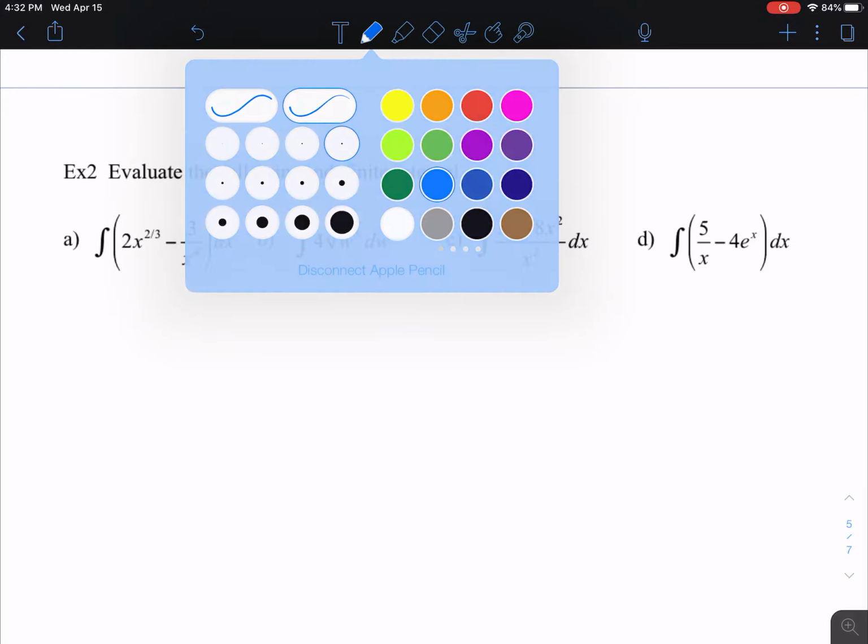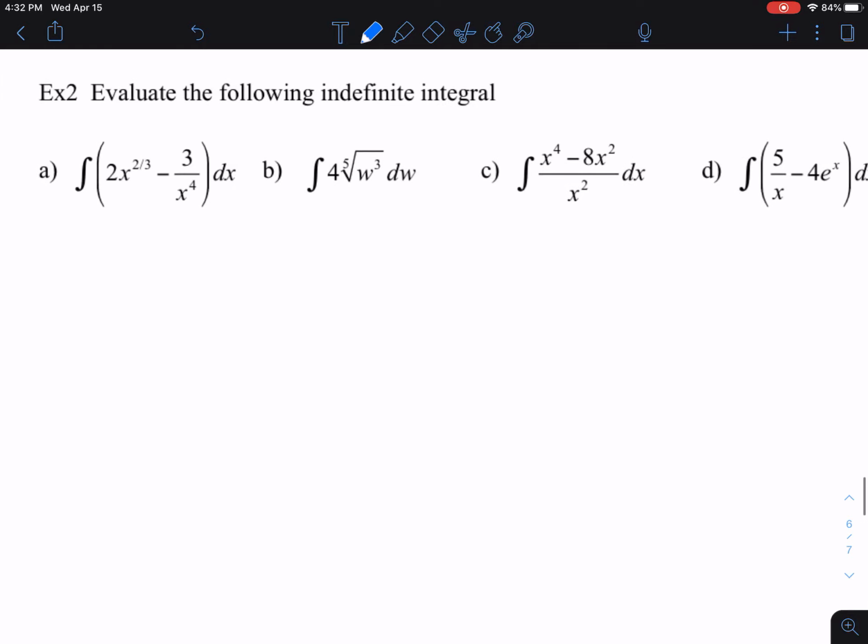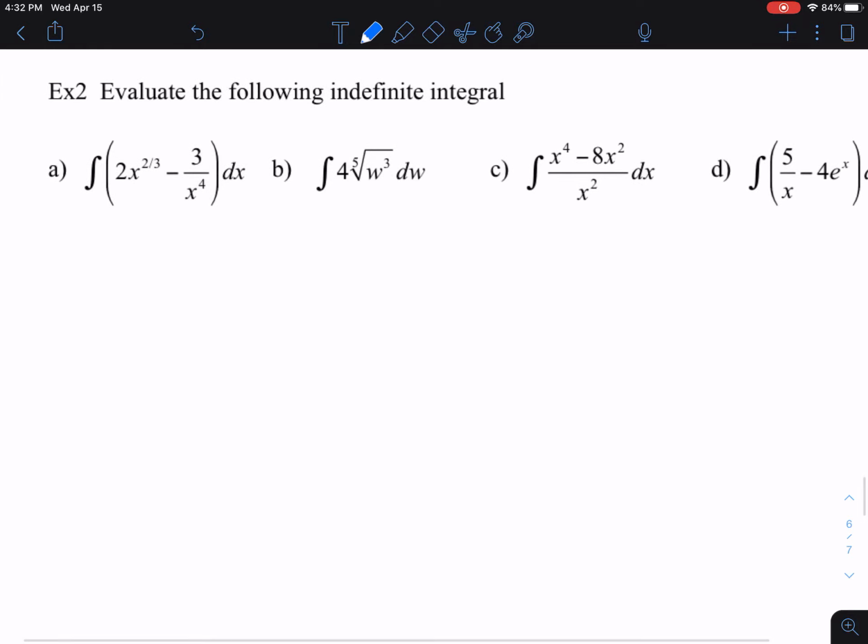There are a lot more rules that we haven't quite discussed yet, but we're just going to go with it. I'm just going to wing it and tell you guys as we go. So let's look at part A. We want to find the indefinite integral of the function 2x to the power 2/3 minus 3 over x to the 4th dx.